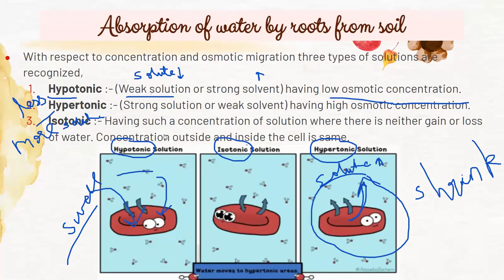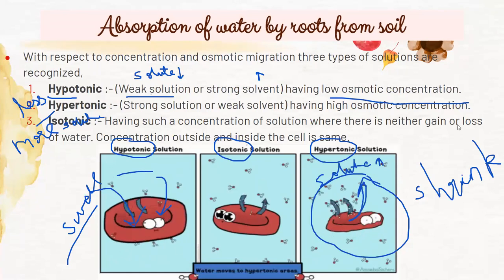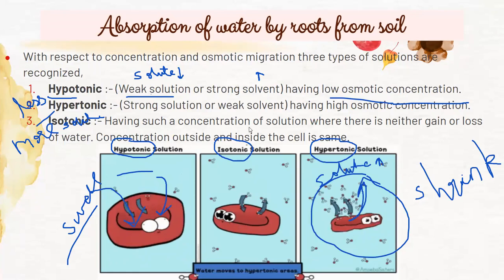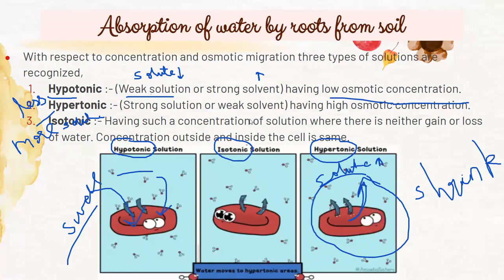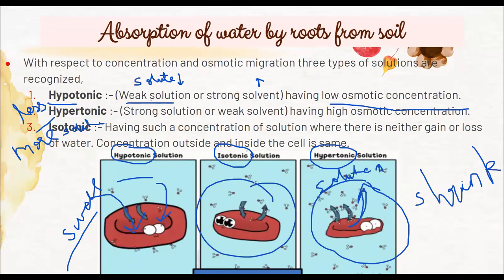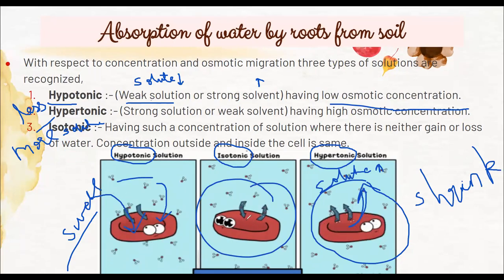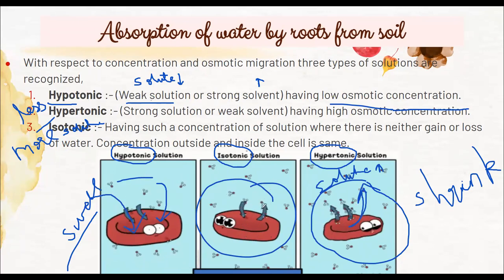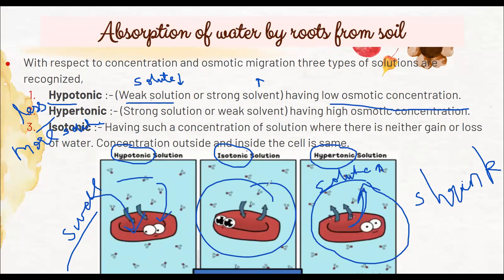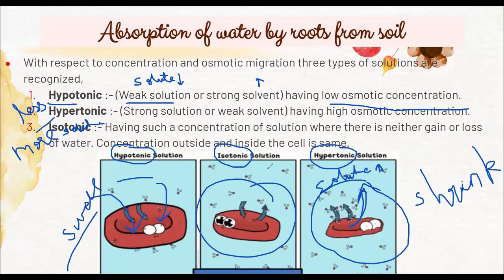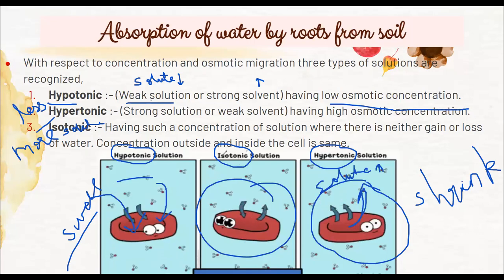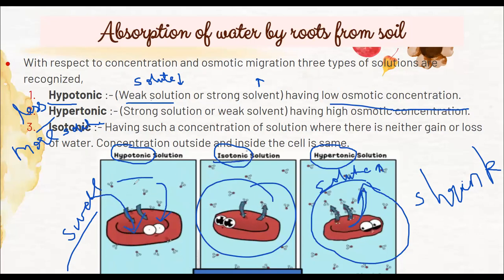Everything is balanced out. A concentration of solution where there is neither gain or loss of water. Concentration outside and inside of the cell is same. So here it is same, no change in any physical size or physical properties of the cell. So no movement as such will take place because everything is similar. Outside also the cell concentration of the solute solvent is same and inside also it is same. So isotonic is balanced out.